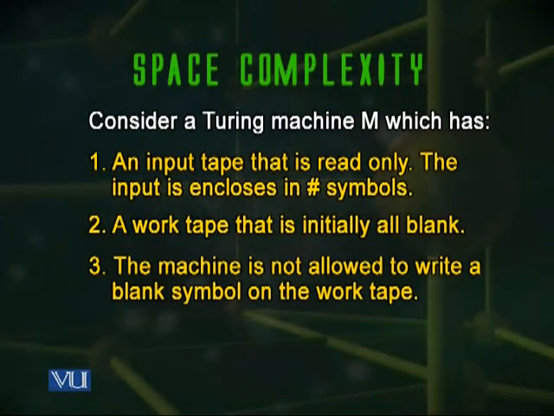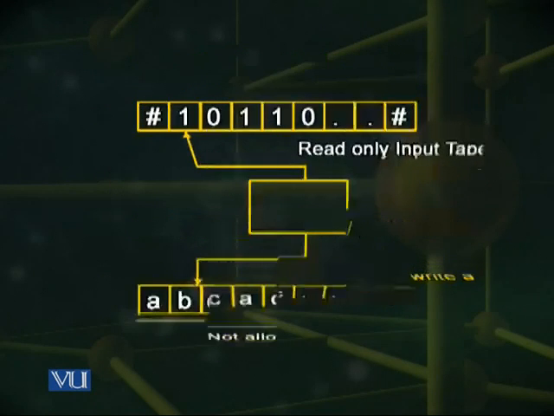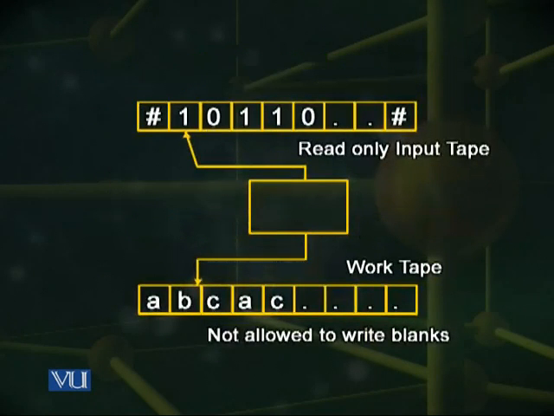The third most important part of this Turing machine is that this machine is not allowed to write a blank symbol on the work tape. So here is a picture of this Turing machine. As you can see, this Turing machine has two tapes. The first one is an input tape, and it's been given an input, and the input is enclosed in hash symbols. The other is a work tape. It's implicitly understood that this machine is not allowed to write the blank symbol on the work tape.